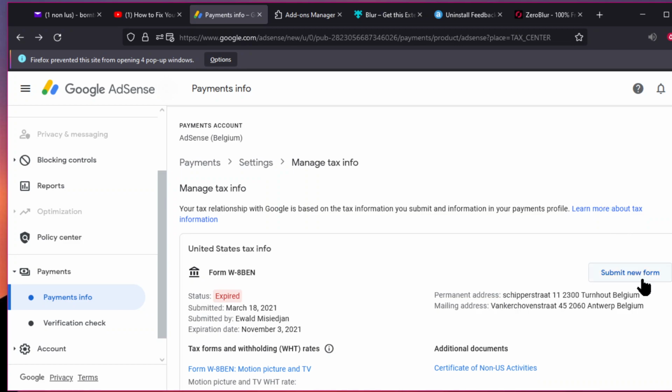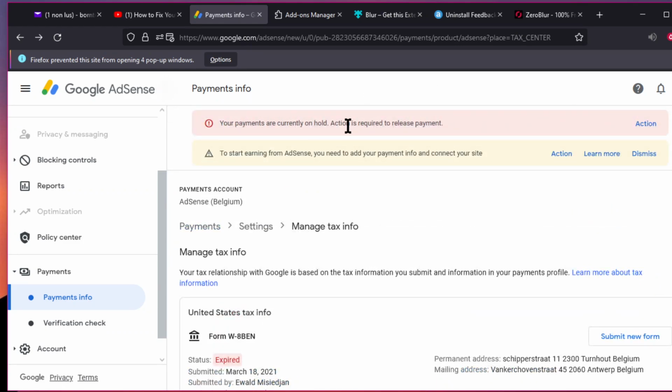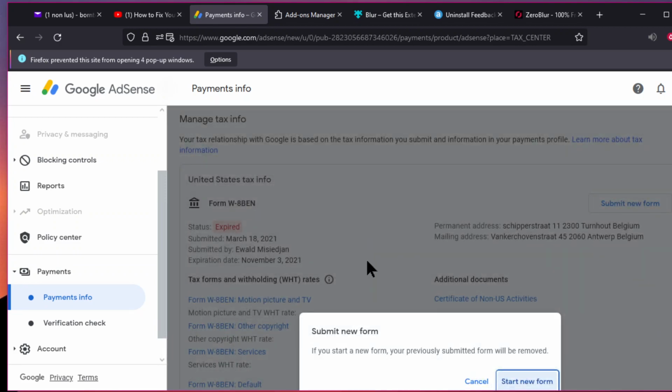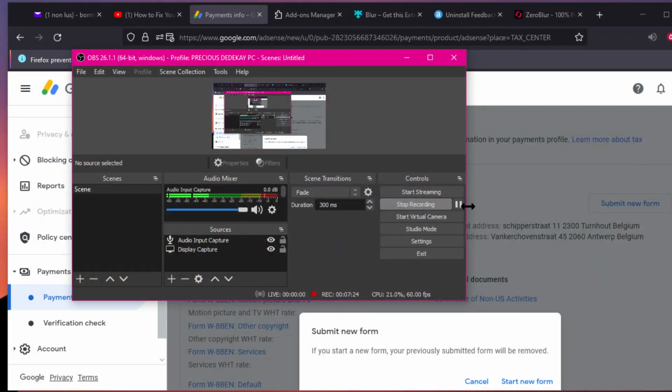Anyway, it's all about you may click the thing that shows up like this, you know, and then you're going to click submit new form. So I click this submit new form. Wait, I'm recording. Okay, let's just continue the recording. There was a distraction there.